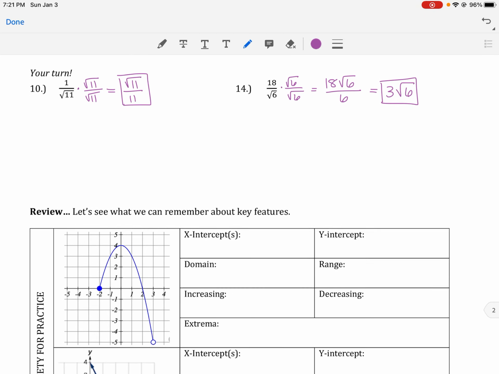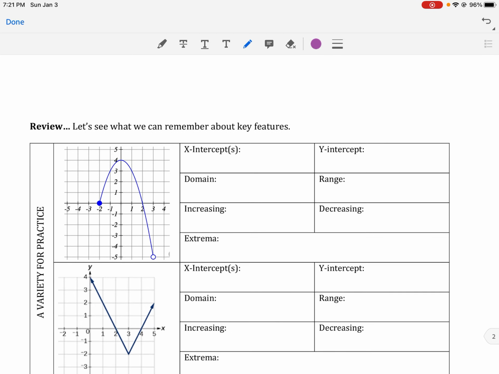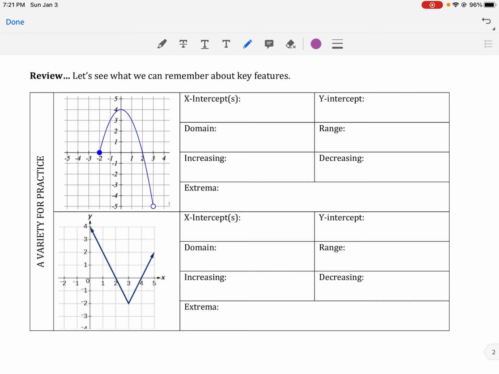Last but not least, I thought it'd be good for us to review what we learned about key features right before break. So here are some different things. First we want to talk about the x-intercept, where it crosses the x-axis. I want you to write it as a point. So we've got 2 points: -2, 0, and we also have +2, 0. The y-intercept is where it crosses the y-axis, which is up here at 4. So that's 0, 4.